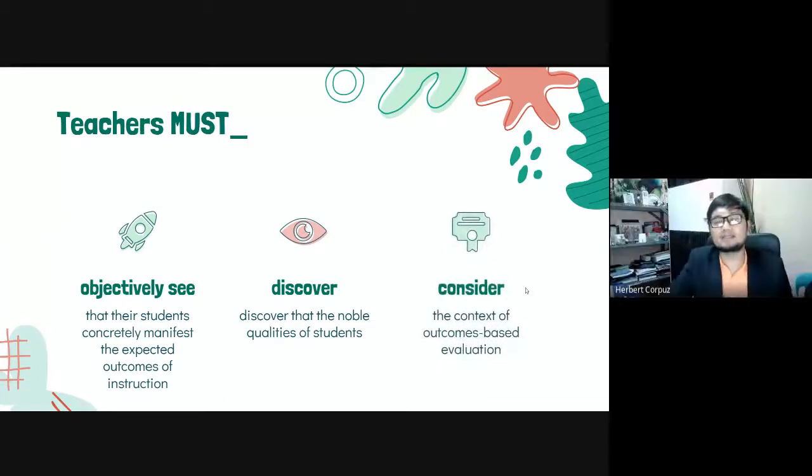And the third one is teachers must consider the context of outcomes-based education. Ano nga ba ang konteksto ng outcomes-based education? Bakit kailangan nating unawain na dapat ito ang hangganan, na dapat ito ang pinakahuling makamit ng mga mag-aaral sa ating klase? Gaano kahalaga ang outcome nang sa ganun ay maging matagumpay ang mag-aaral tungo sa kanyang pagkatuto, tungo sa kanyang pag-unawa sa mga nilalaman ng kurso sa ating klase. So these are things that teachers must do when education has shifted to outcomes-based education.